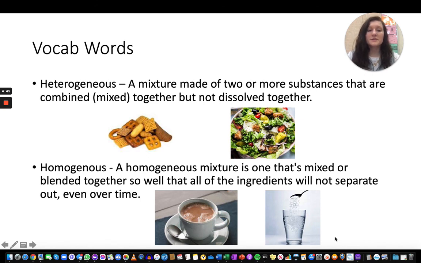homogeneous mixtures. All right, and that is our science lesson for today.